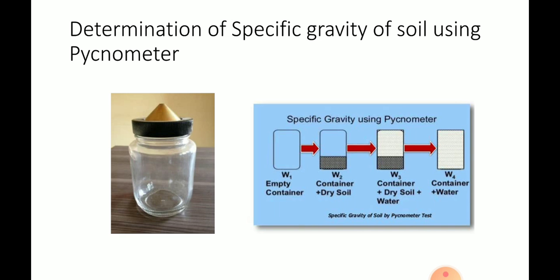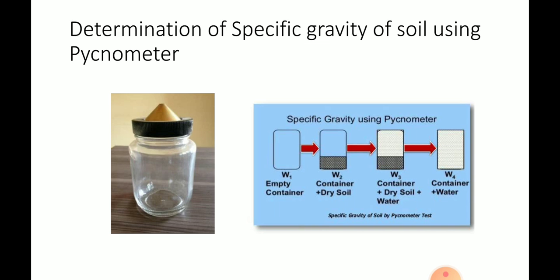Now we can see what the apparatus used for each experiment are. Determination of specific gravity of soil using pycnometer. The basic apparatus used is the pycnometer. It is shown in the figure. Then the determination of specific gravity.